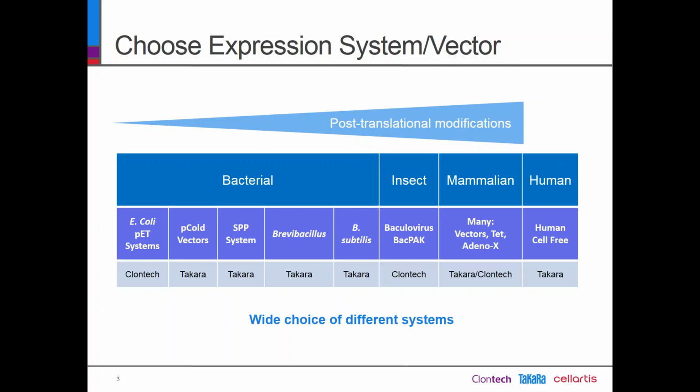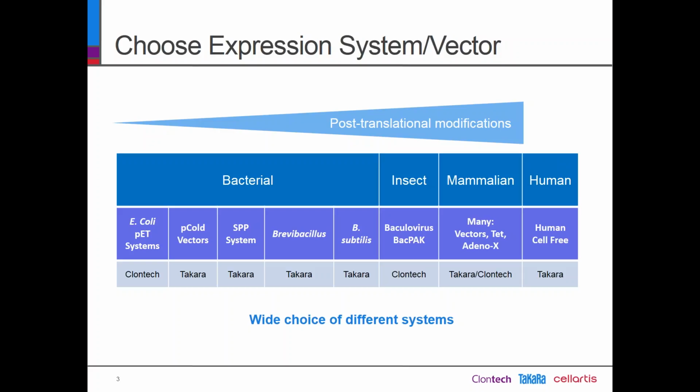In general, the bacterial systems, the easiest systems like E. coli, are quite simple to use. They are quite inexpensive in terms of consumables, and you can get very high yield of the protein. The downside of using bacteria is that you get very few post-translational modifications, and these modifications are sometimes required for the correct function of your protein of interest.